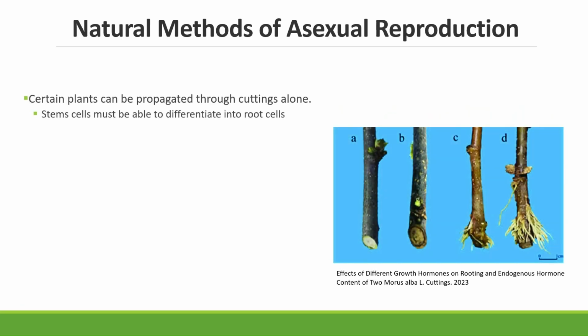Finally, many plants can be propagated from simple stem cuttings, as long as the stem cell retains the ability to differentiate into root cells. A cut piece placed in suitable conditions will develop adventitious roots and become a new independent plant. The image shows how applying different growth hormones encourages this differentiation from stem to root cells and the speed and success of root formation in cuttings.